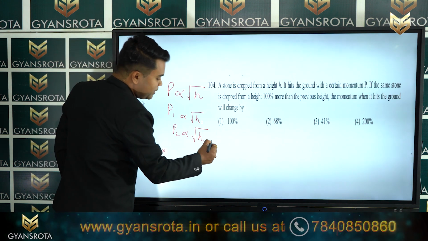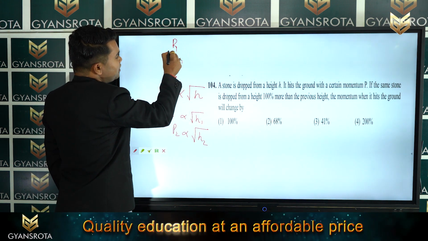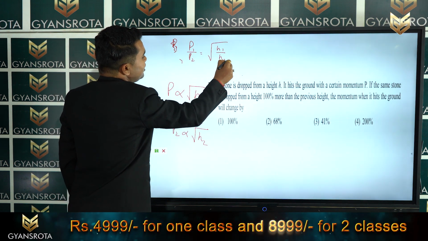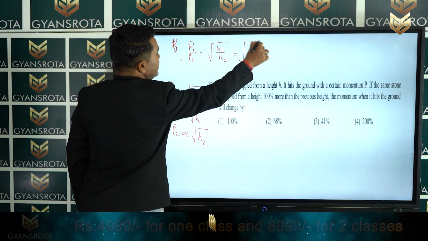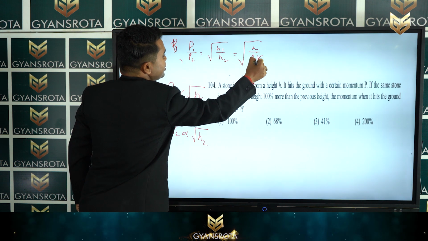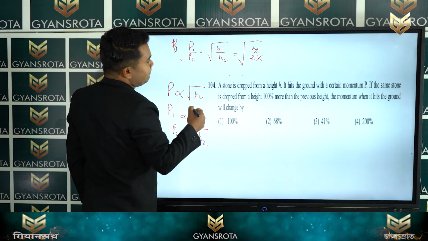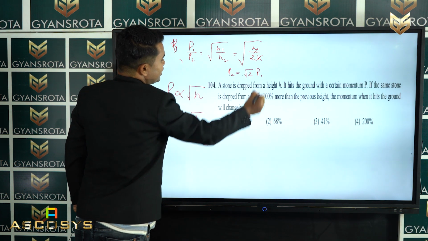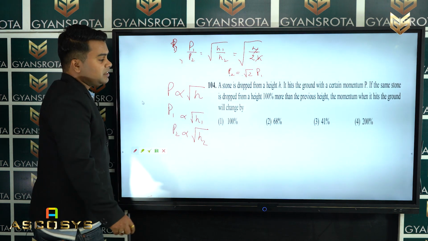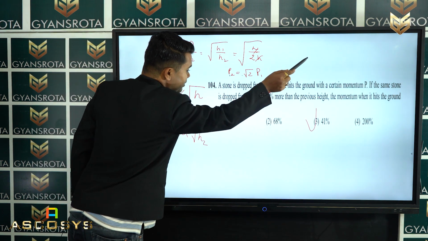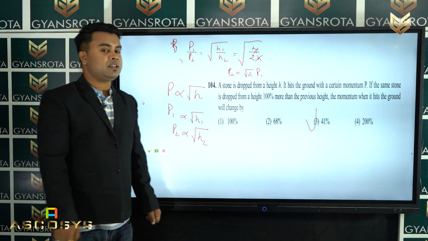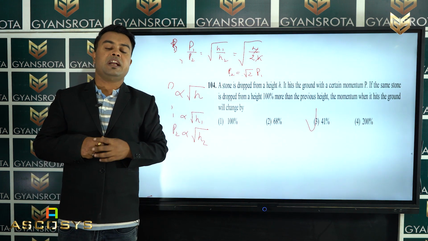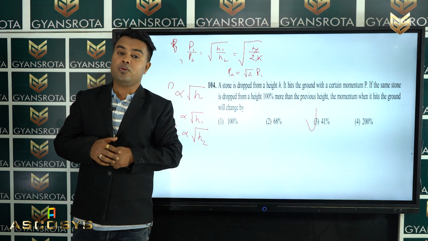So P1 divided by P2 will be equal to root over of h1 by h2. As the question says, it will be h divided by twice of h. So your P2 will be equal to root 2 of P1. Now if you start taking the percentage out of it, the correct answer for this question will be option number 3, that is 41%. I almost solved 90% for you, just you need to calculate the percentage. Now let us move to the next question, that is question number 105.